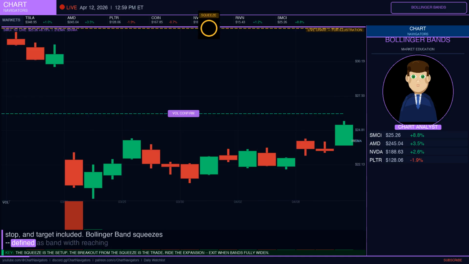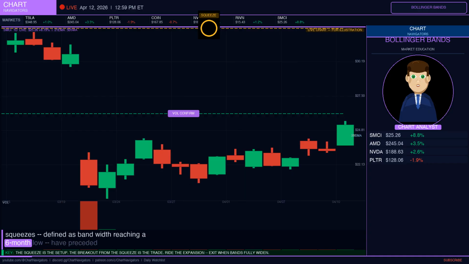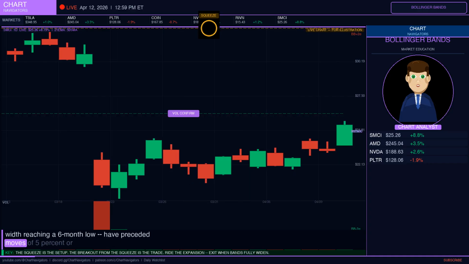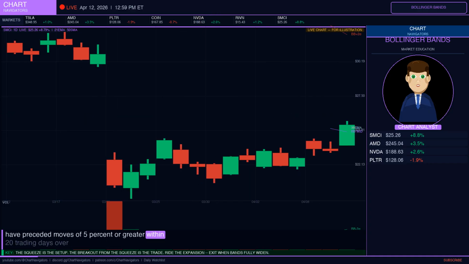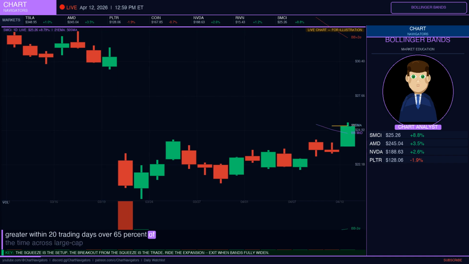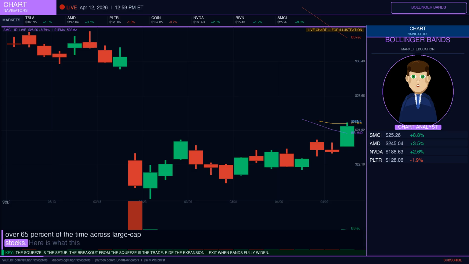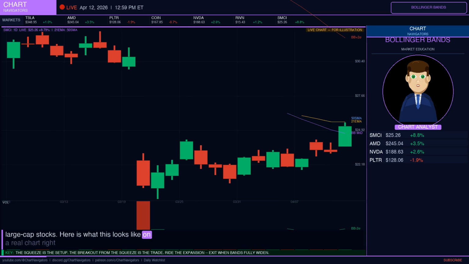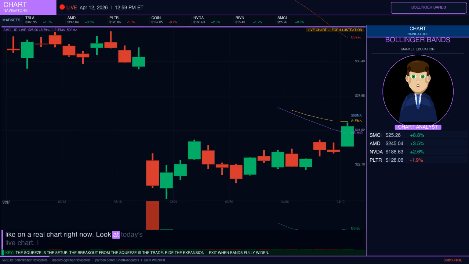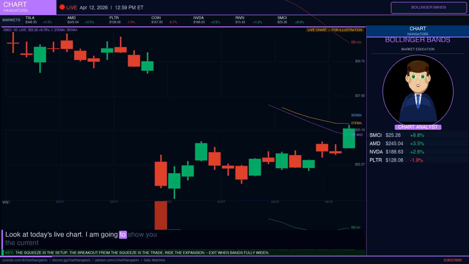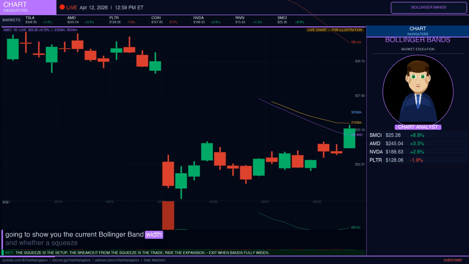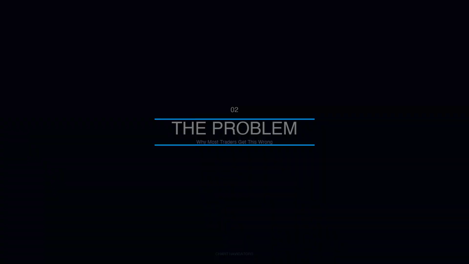Bollinger Band squeezes, defined as bandwidth reaching a 6-month low, have preceded moves of 5% or greater within 20 trading days over 65% of the time across large-cap stocks. Here is what this looks like on a real chart right now. Look at today's live chart. I am going to show you the current Bollinger Band width and whether a squeeze is forming right now.